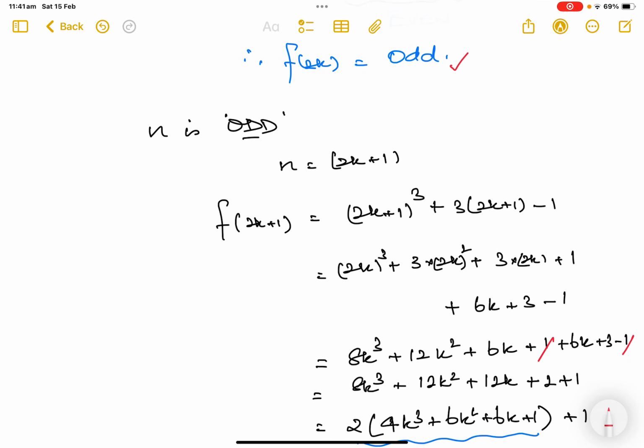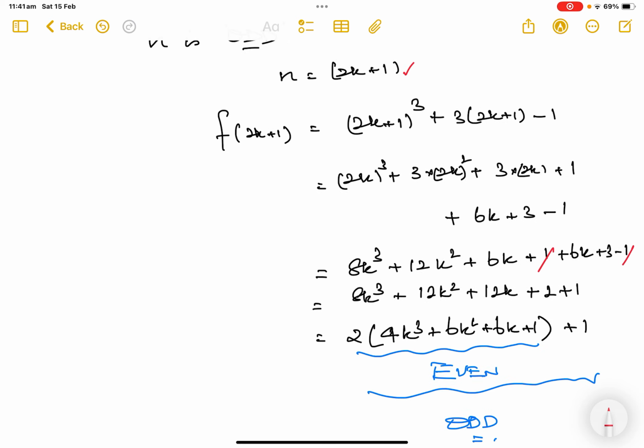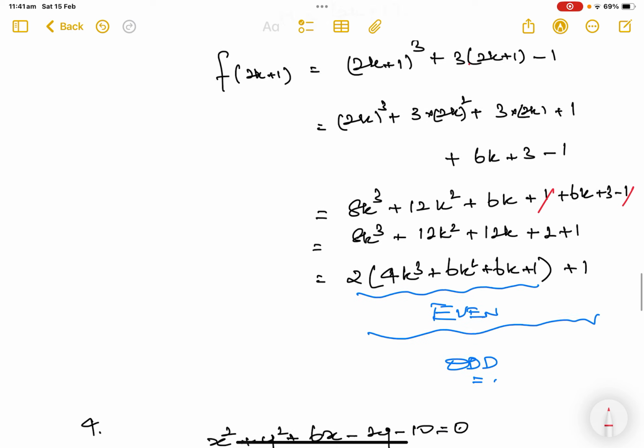If n is odd, again, normally we take the notation 2k plus 1. So we use 2k plus 1 to the power of 3, plus 3 times (2k plus 1), minus 1. Expanding (2k plus 1) cubed: 2k cubed plus 3 times 2k squared times 1, plus 3 times 2k times 1 squared, plus 1, and 3 times 2k is 6k, plus 3, minus 1.